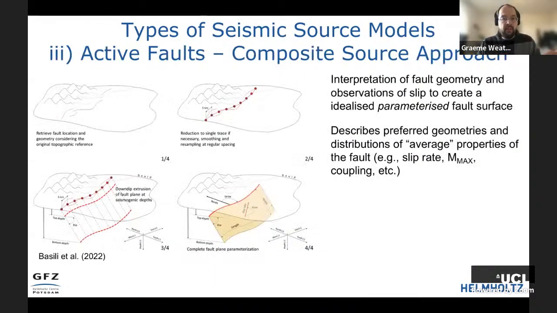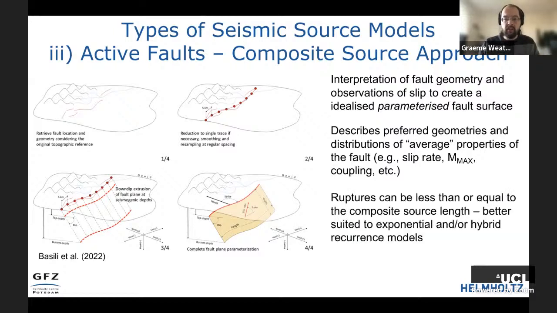How do we parameterize these models? How do we build active fault models in PSHA? One of the approaches that you might encounter in practice is based on what we call composite source approaches. I won't go into too much detail, but largely they begin with an interpretation of the fault geometry or the observations of displacement and slip, and from this create an idealized surface: an idealized single trace, and then an idealized three-dimensional surface. For that surface, we assign an average or preferred geometry, and average properties or distributions of properties such as slip rate, maximum magnitude, coupling, etc.